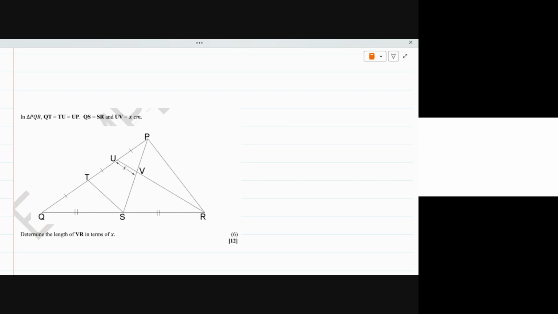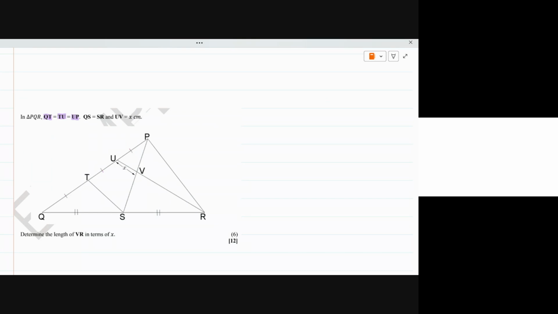So let's quickly go and see what we have here. It says, in triangle PQR, we're given QT is equal to TU, which is equal to UP. We can see it here, they've given it to us: QT, TU, UP. Great. What else do we know?